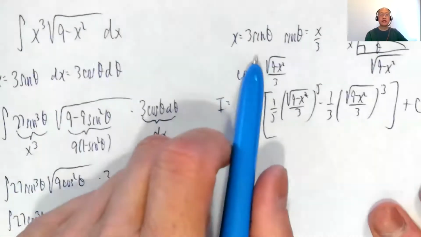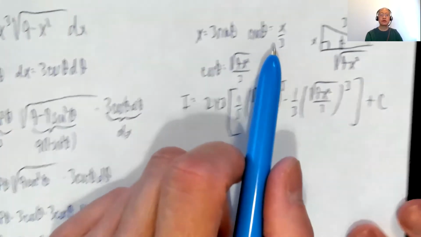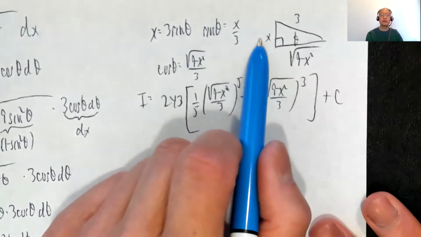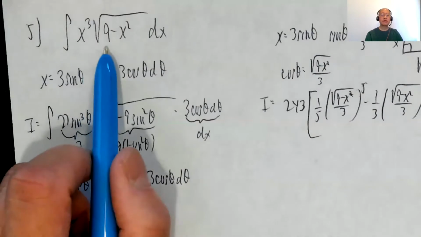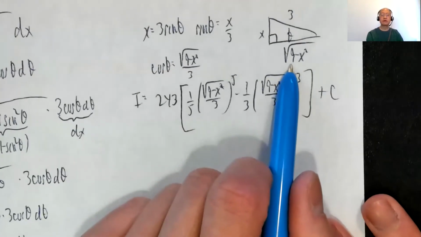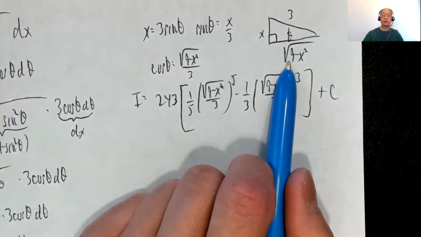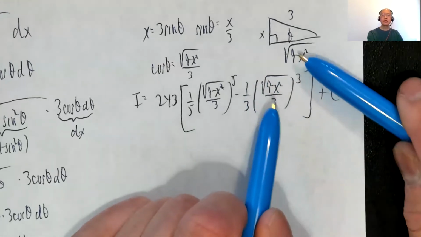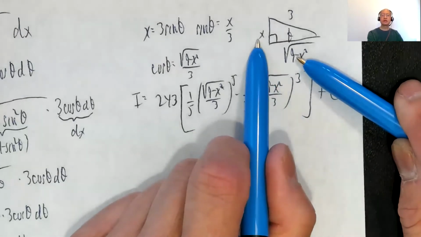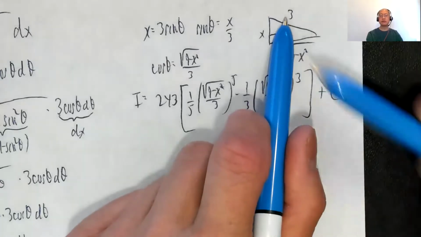Now x is 3 sine theta, which means sine of theta is x over 3. Draw my triangle. Opposite over hypotenuse. Peek back to the original, radical 9 minus x squared. But again, a quick double check would not be wrong. This thing squared is 9 minus x squared. This thing squared is x squared. Add them up, you get 9, which is 3 squared.